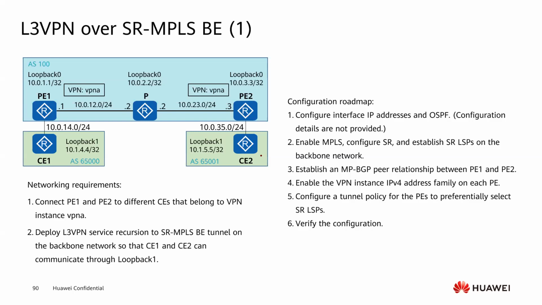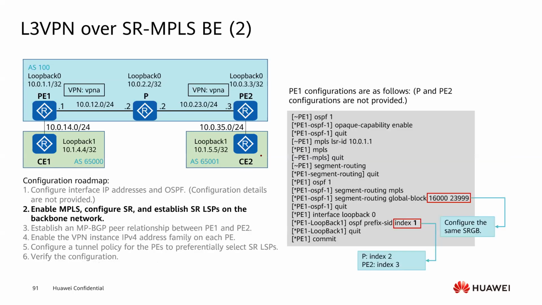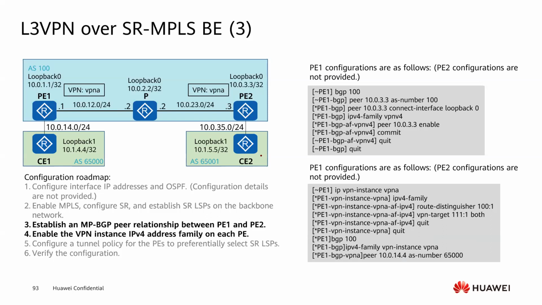So this is Layer 3 VPN over SR-MPLS BE, how to do the configuration. Very simple: we set the SRGB, we set the index, and then we configure the VPN in PE. So we can say this is just a normal configuration for the BGP VPNv4.